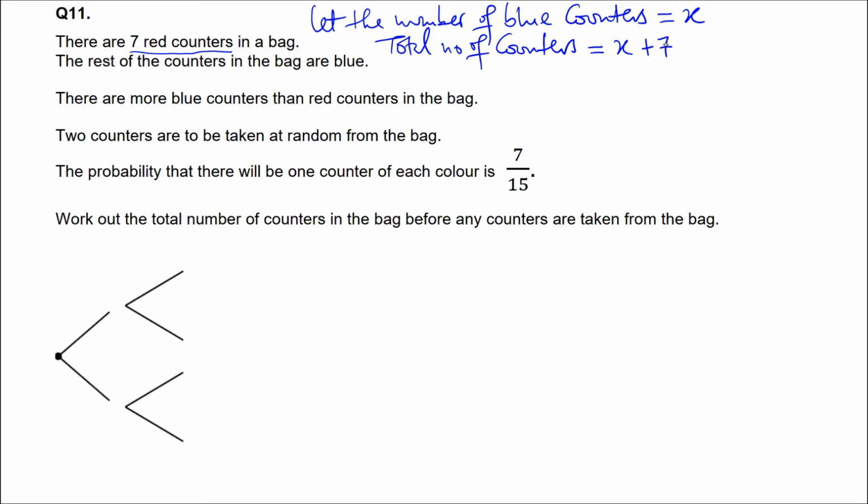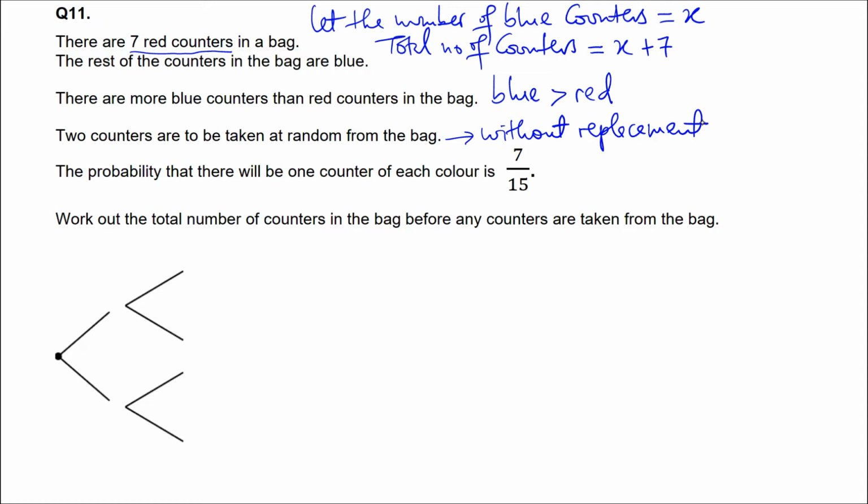All right, and then we are informed that there are more blue counters than red counters. So the number of blue counters is more than red. And then 2 counters are taken at random from the bag. Now this is without replacement. So the probability that there will be one counter of each color is 7 over 15.